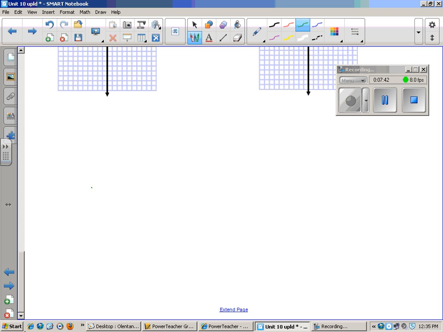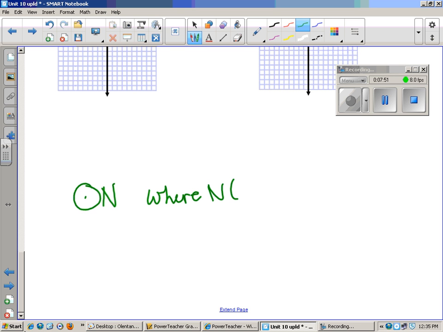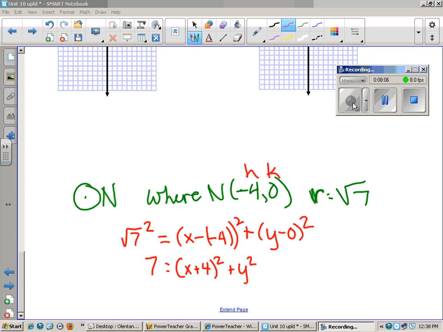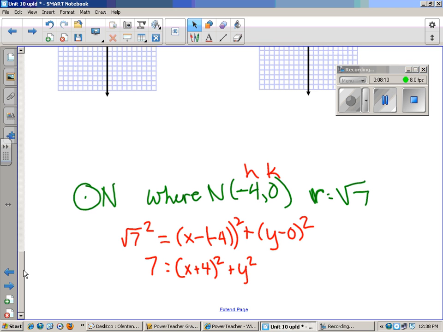Let's do circle N, where N is (-4, 0), and the radius is the square root of 7. Okay, see if you can write the equation. Make sense? Now let's throw in some glitches here.